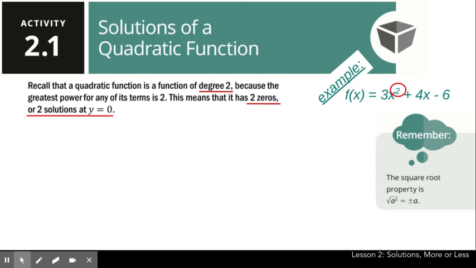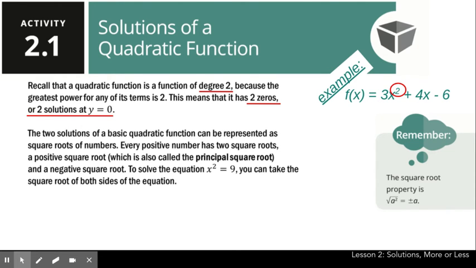And you'll find that to be true in Algebra 2 when you move into higher degree functions. A third degree function is called a cubic, and it has potentially three zeros, or solutions where y equals 0. And then a fourth degree has 4, and so on. So since it is a quadratic and it has two solutions, let's look at an example.